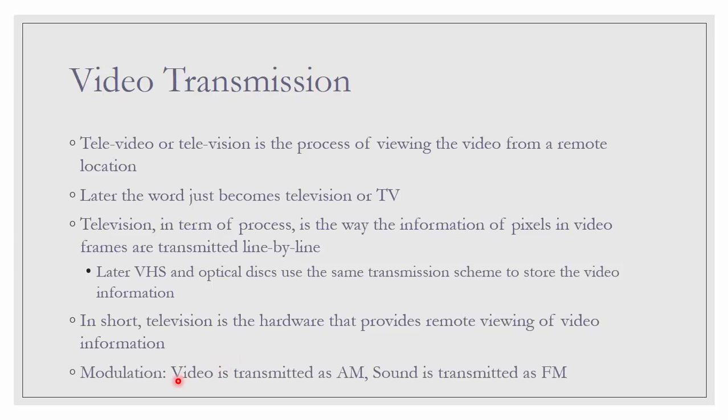And some more technical information, the modulation of transmission. For TV, video is transmitted as AM and sound is transmitted as FM. That is why when there was analog TV, we can actually hear the voice of the TV broadcast using FM radio.